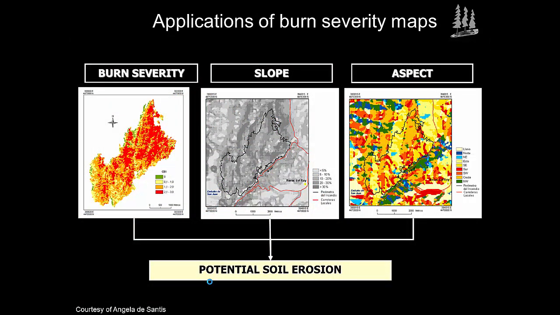So, for example, one of the applications of these burn severity maps would be to be integrated with other information in a GIS, for example, information about the slope and the aspect, to predict the potential of soil erosion.